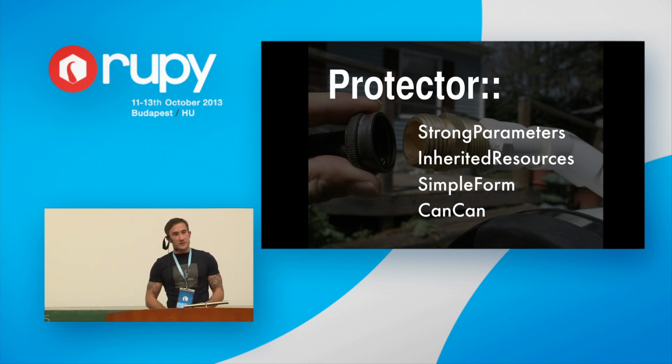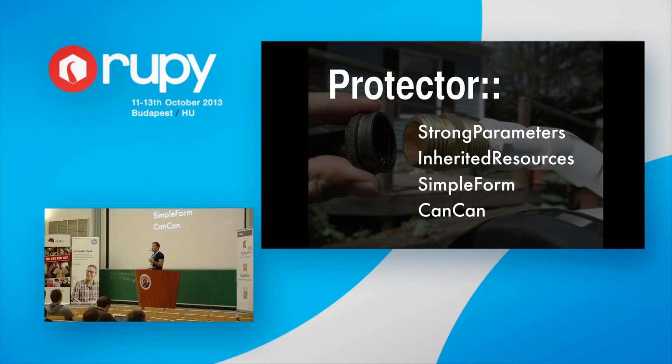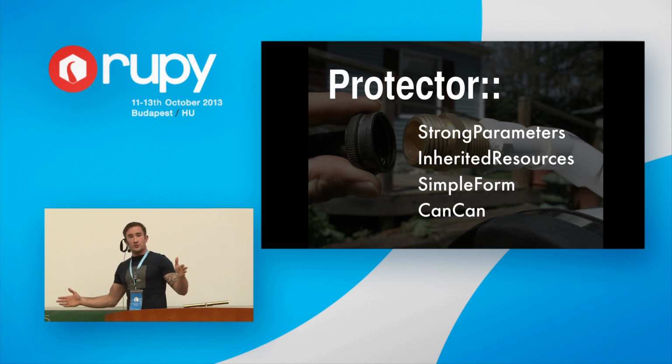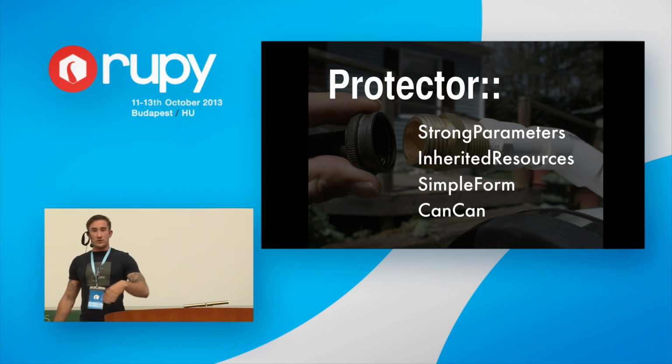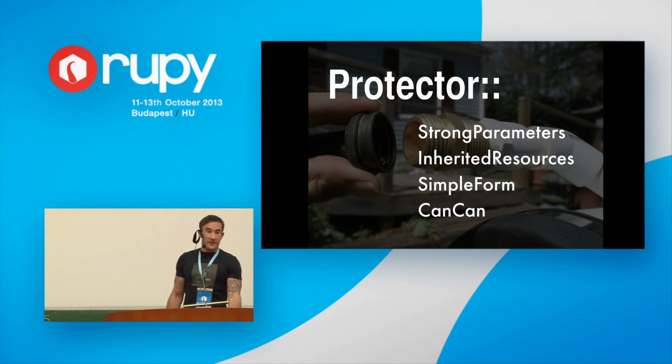I mean, the idea is awesome, but they miss some features that Protector has. So we have bridges between Protector and CanCan. We have bridges between Protector and strong parameters that make them cooperate. And if you have your ready-made huge project using CanCan or based on strong parameters, and you want to introduce Protector in, okay, you just use those gems, and they work together.